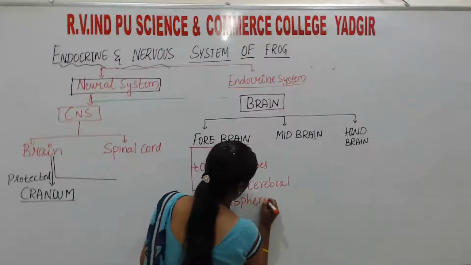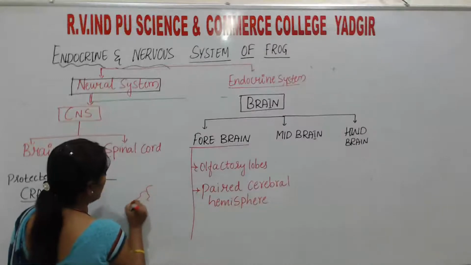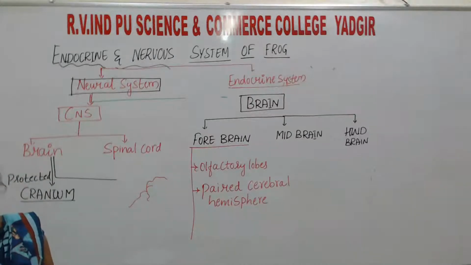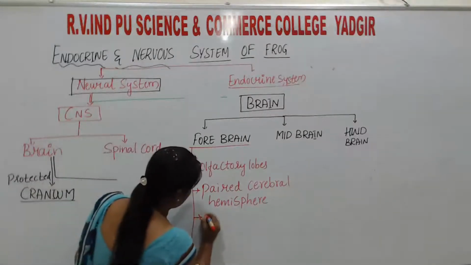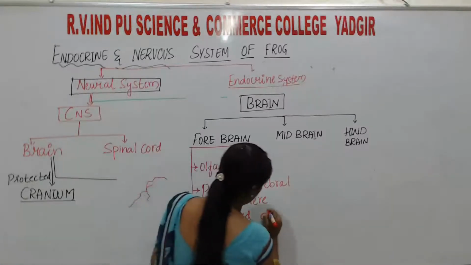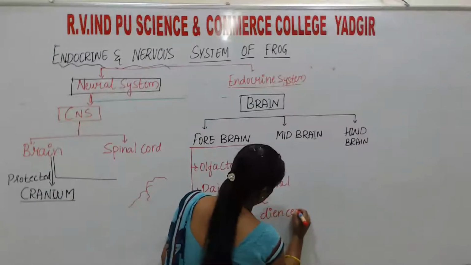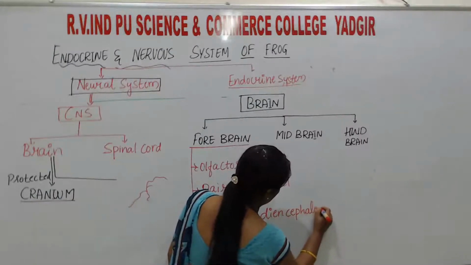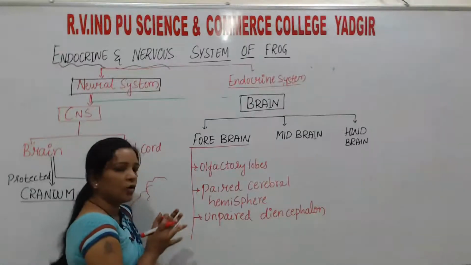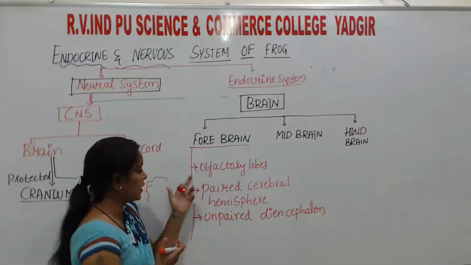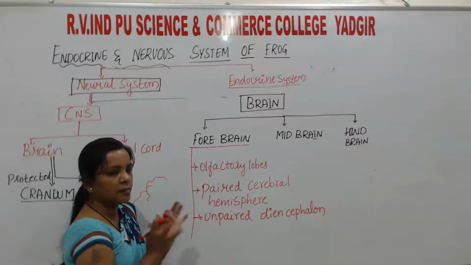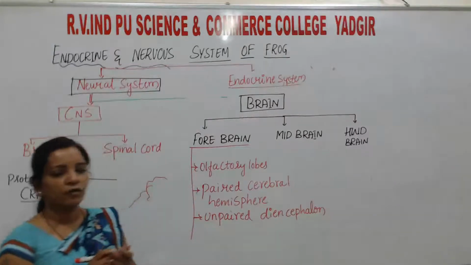Paired cerebral hemisphere means hemispheres are present, and unpaired diencephalon. They also consist of unpaired diencephalon. Okay, forebrain has three parts: olfactory lobes for smell, cerebral hemisphere, and unpaired diencephalon. Just remember these parts that are present in the forebrain.